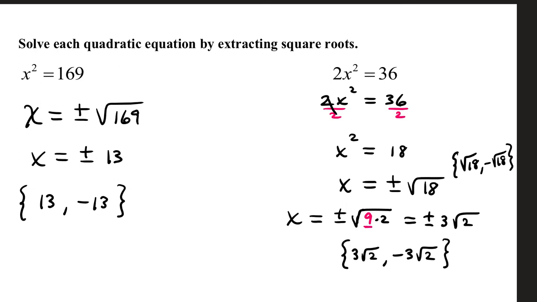If by chance you're asked to reduce, this one is reducible because 18 has a perfect square factor of 9. 18 can be written as 9 times 2. Square root of 9 is 3. This 2 stays underneath. So a reduced set of answers will be positive 3 square root of 2 and negative 3 square root of 2.